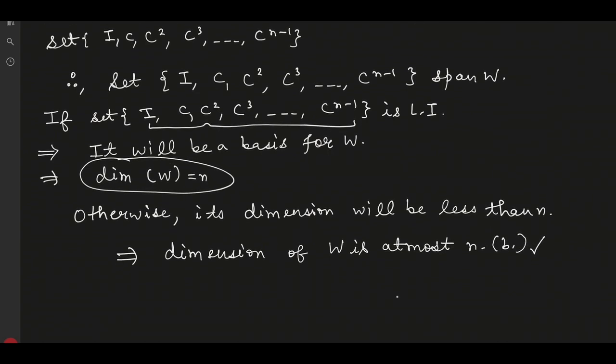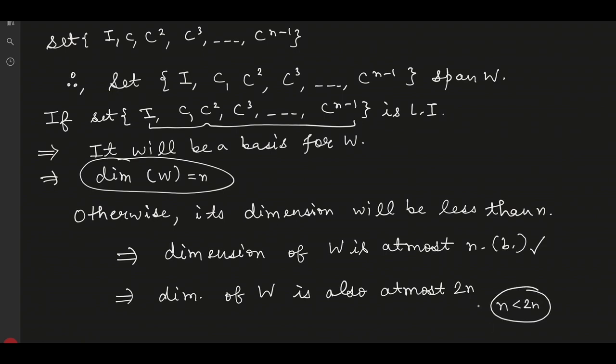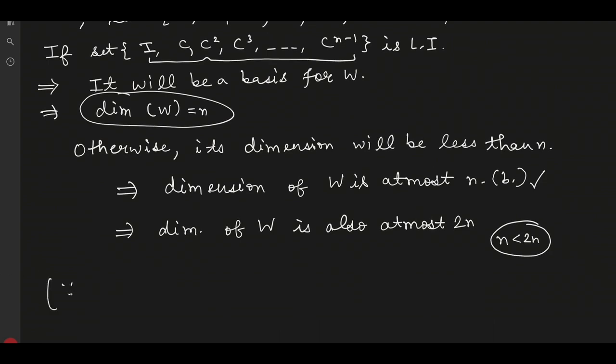Now you can also say the dimension of W is also at most 2n, because n is less than 2n. Because if dimension of W is at most n, then dimension of W will be less than or equal to 2n also. So that's why answers are options B and D.